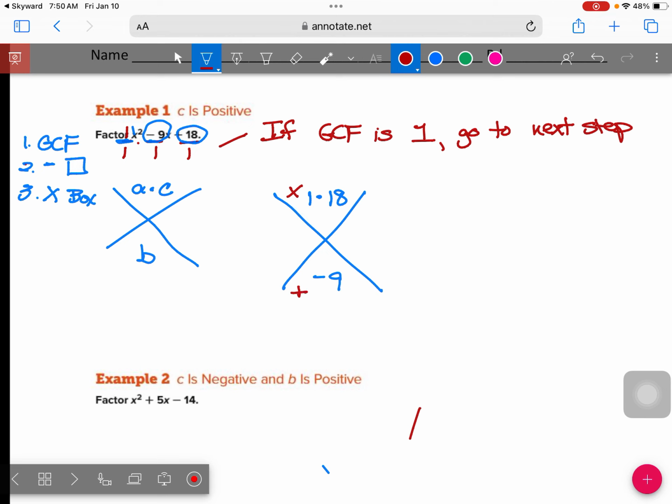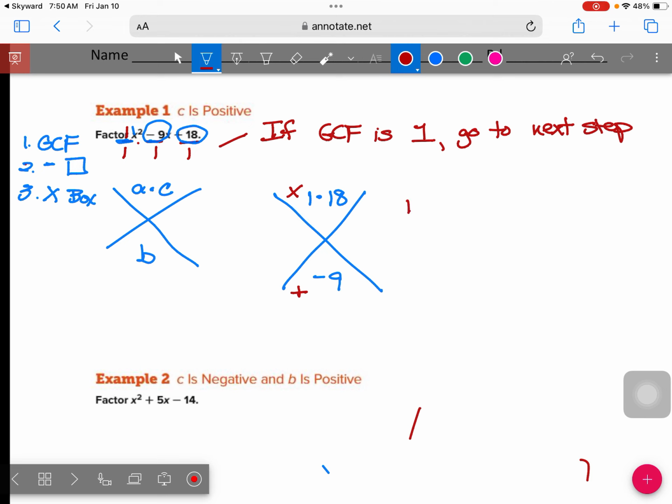Now, if they are going to add to give you a negative number, that means, Miss Bolton, stop it. That means that at least one of them is going to be negative. But the fact that when you multiply the numbers together, that means they're both going to be negative because you ended up with a positive.